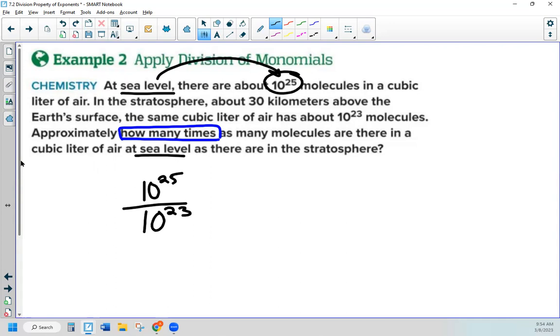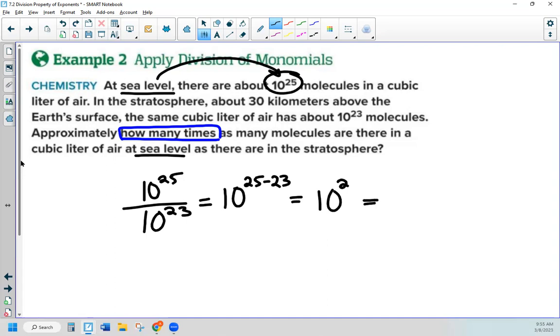But that's not the idea of today's lesson. The idea of today's lesson is understanding what's happening here. We keep the same base. 25 minus 23 will give us 2. That's it. It's as simple as that.